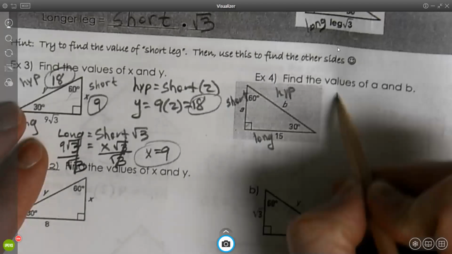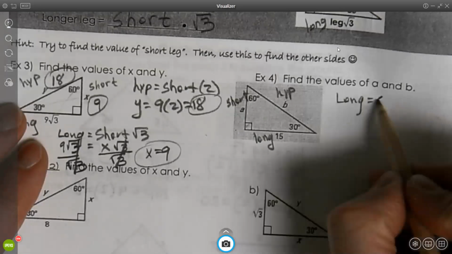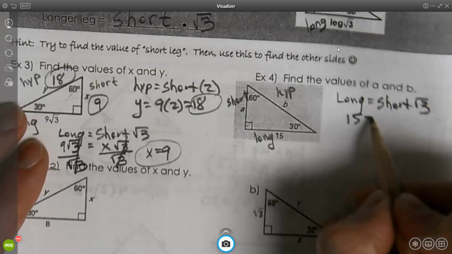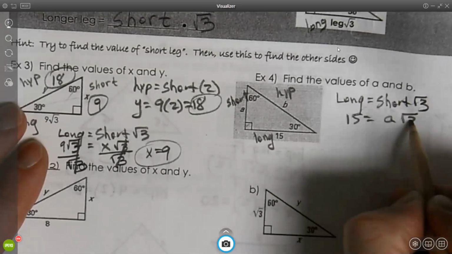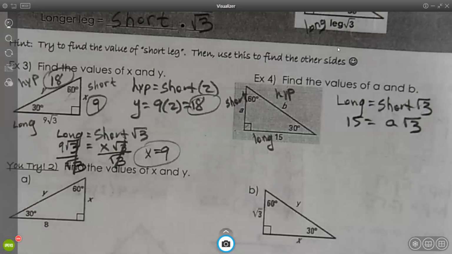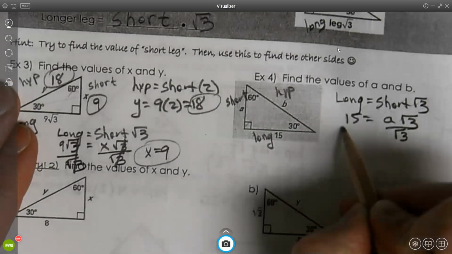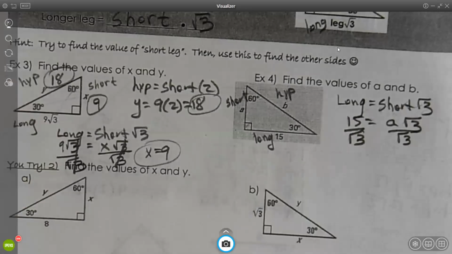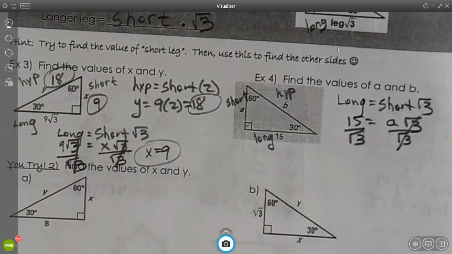So we've been given the long leg. So the formula is long leg equals short leg times root 3. The long leg is 15. The short leg is a root 3. So just like before, to get the a by itself, we are going to divide by root 3. Now we know what a equals. By crossing off the root 3, you have the a by itself. Now you have 15 divided by root 3.